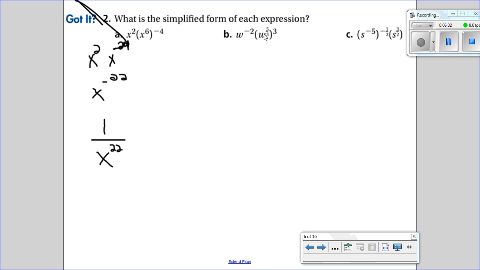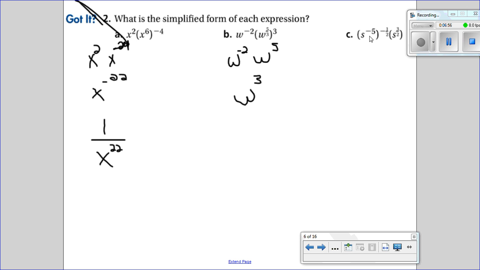Okay. Here we do the power again first. So we have w to the negative 2 times w. This becomes 5 times 3 is 15. 15 over 3 is just 5. Add these two and you get w to the third.